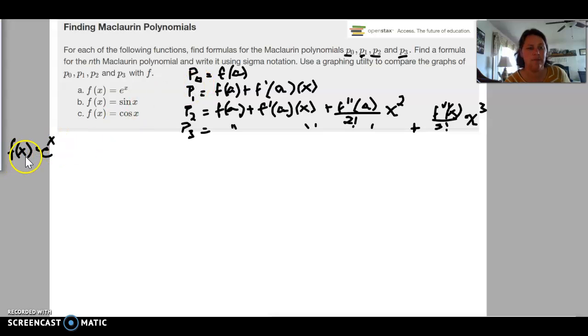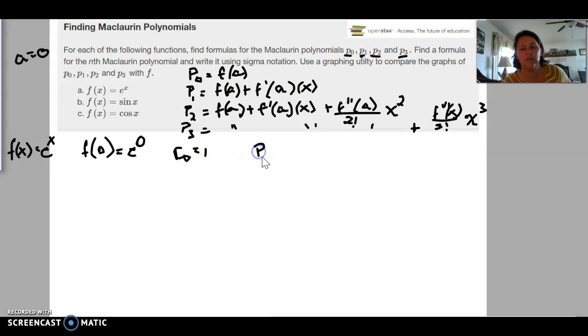All right, so first we're going to find p sub 0. So we want to know f of x. Then we also need to know what f of a is. When we're doing a Maclaurin series, a is equal to 0. So we have f of 0 is equal to e to the 0. And so then our coefficient, c sub 0, is going to be 1. And for our polynomial of degree 0, we will have 1.